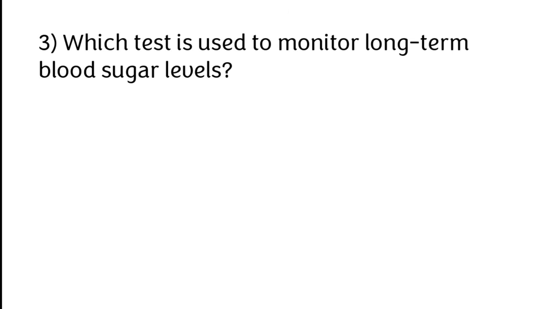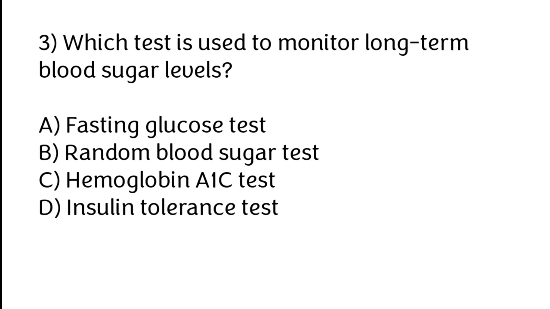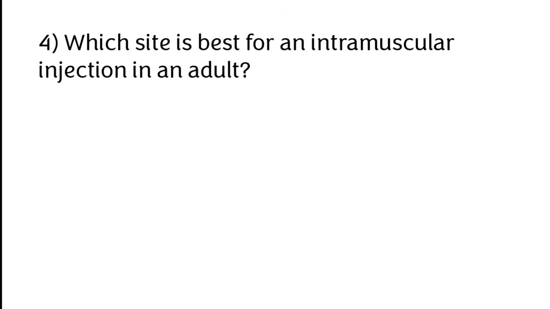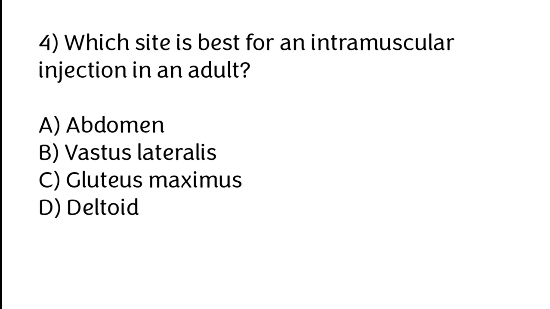Which test is used to monitor long-term blood sugar levels? Fasting glucose test, random blood sugar test, hemoglobin A1C test, insulin tolerance test. Correct answer is option C, hemoglobin A1C test. Which site is best for an intramuscular injection in an adult? Abdomen, vastus lateralis, gluteus maximus, deltoid. Correct answer is option D, deltoid.